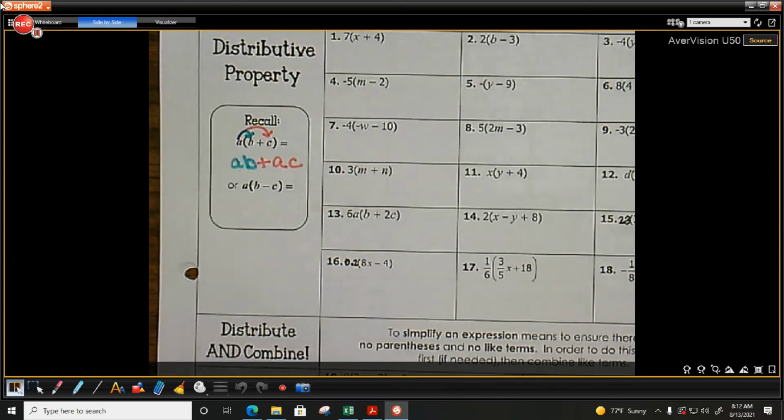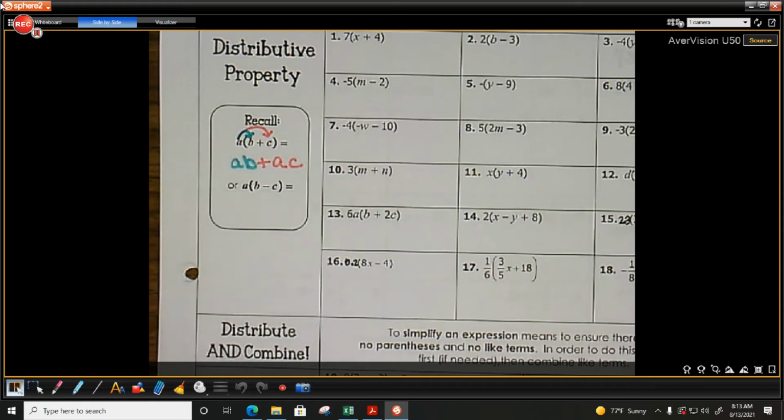Distribution is multiplying. Guys, make sure we're awake, okay? Make sure we're paying attention. Remember, math builds on itself. You want to have a good foundation, which is what we're doing right now. For the whole year, it's going to help you.